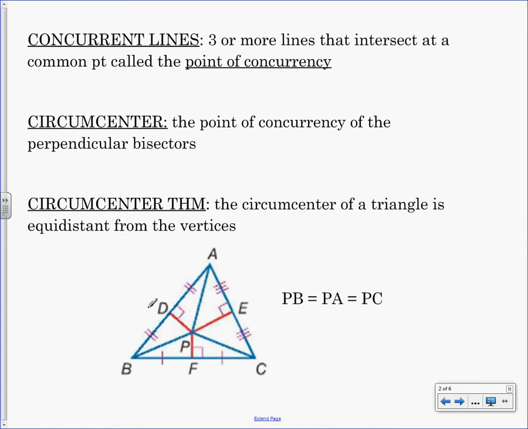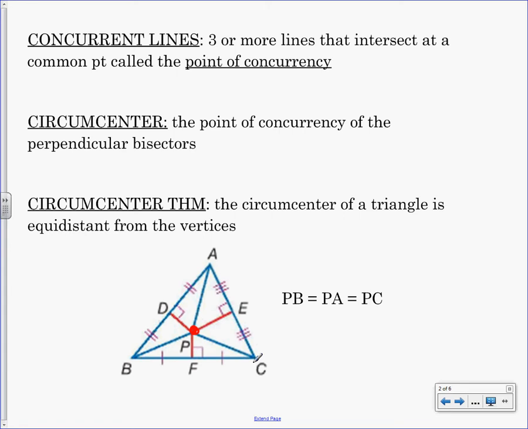Okay, so down here in our triangle, I have the circumcenter theorem. The circumcenter of a triangle is equidistant from the vertices. This is a whole bunch of information that all deals with perpendicular bisectors. So if you look at my triangle, all these red lines are perpendicular bisectors of the triangle. Do you guys see that? So these are my perpendicular bisectors, so that means this must be the circumcenter, which is where they meet. Because I have a circumcenter, I know that it is equidistant from the vertices. So that means that AP is the same as PB is the same as PC, the vertices of the triangle.